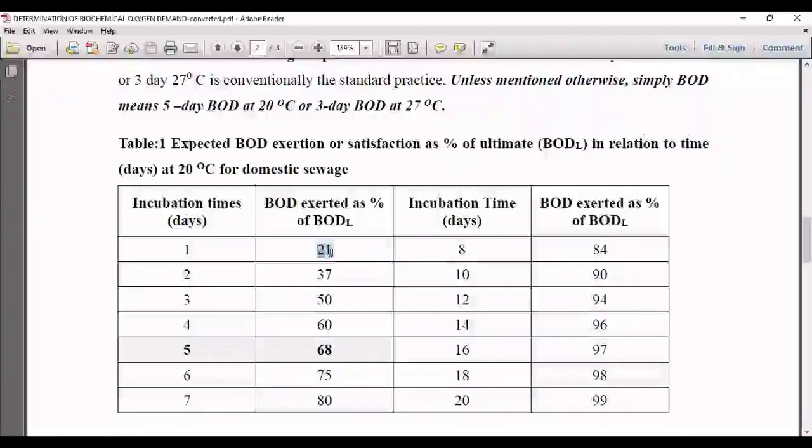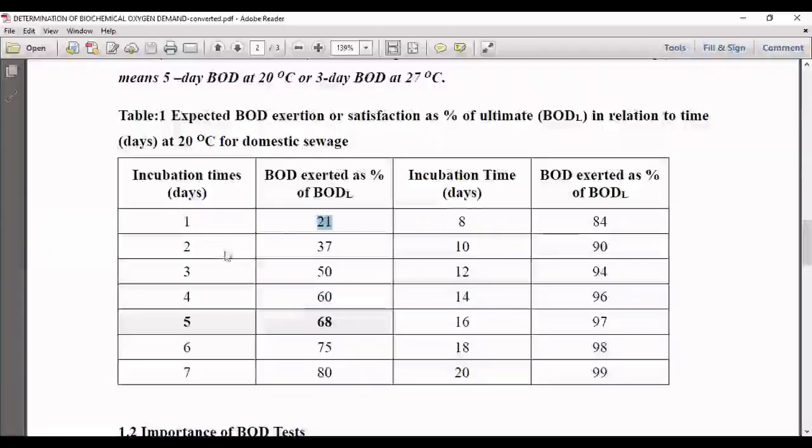21% of the BOD ultimate value. Similarly, if I determine the BOD at the second day, the value that I will be getting is only 37% of the BOD ultimate. So you can see how this goes for days 1, 2, 3, 4, 5, 6, 7.